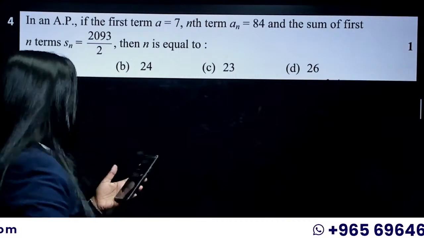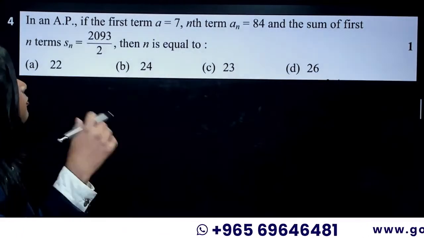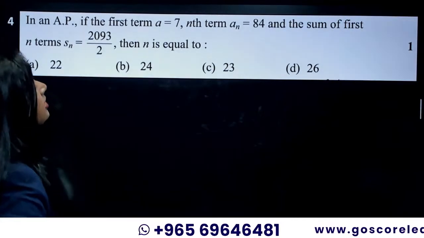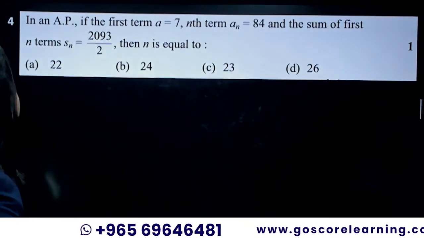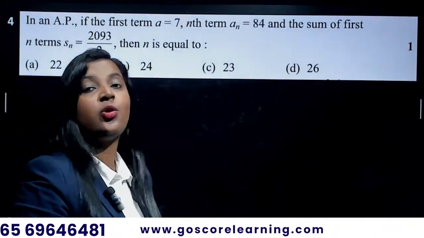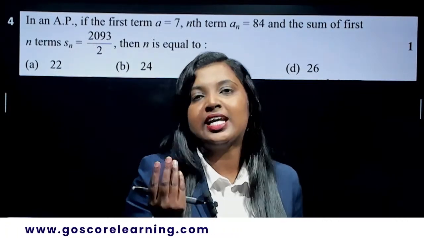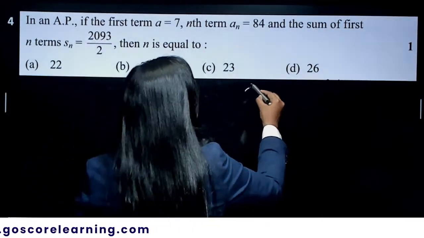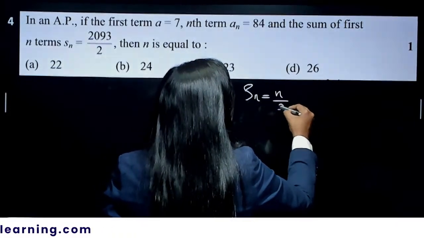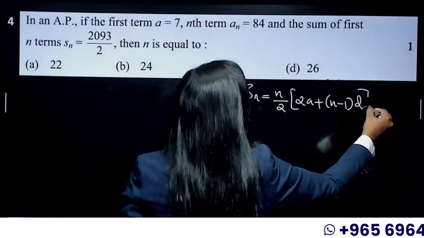The next question is the fourth question. In an AP, if the first term is 7, the nth term is 84, and the sum of first n terms is 2093, then n is equal to what? So here comes the second equation to find Sn. I told you we have two different equations to find Sn. Sn is equal to n by 2 into 2a plus n minus 1 into d. That was the equation that we were using so far.